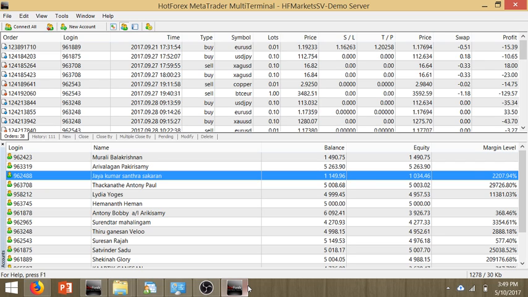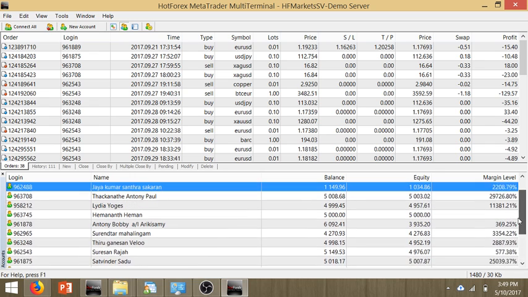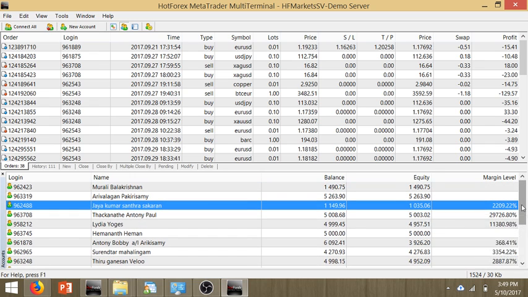Time is 3:48. Okay, so I'm making this video for a live analysis of your track progress. How have you all been trading? How have you all been progressing? This is my multi-terminal where I have most of your details, and I can monitor each of you individually. The first thing, it's good to see most of you are trading.